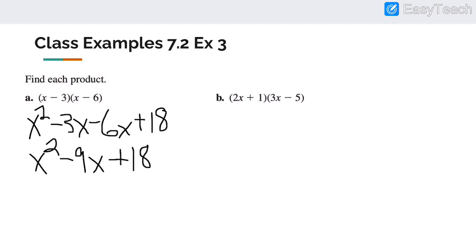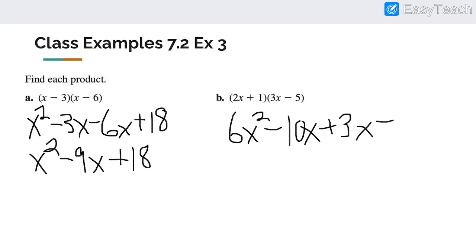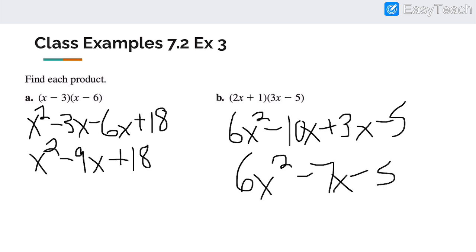For our next one, again, as we're distributing through this one, we're going to get 6x squared minus 10x plus 3x minus 5. Put the x's together, so this becomes 6x squared minus 7x minus 5. None of this is overly hard. Again, we're just multiplying, making sure we multiply everything in the first binomial to everything in the second. If you forget something, you'll notice you won't get 4 things. That simplified down to 3.